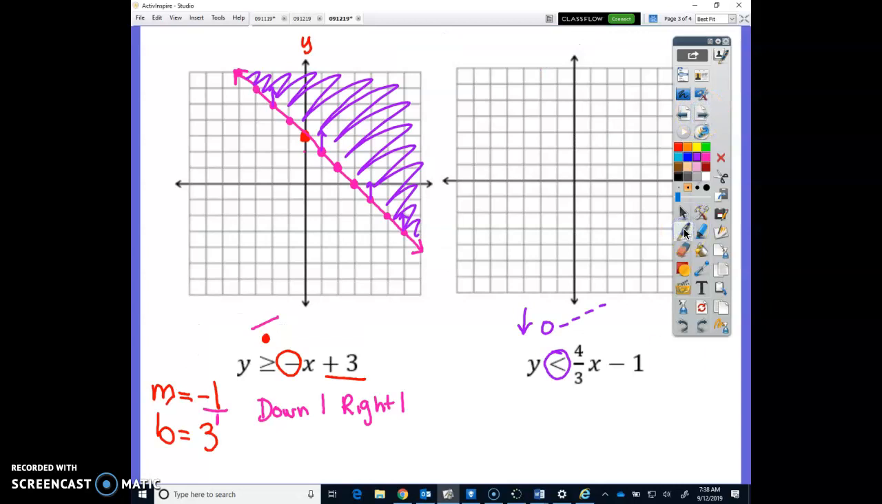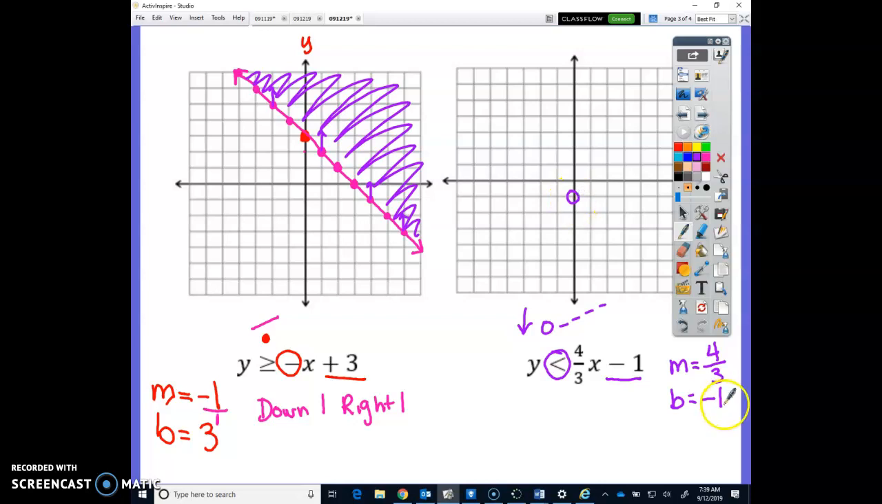Then we're also going to write down our M and our B. What is my M, my slope for this one? 4 over 3. What's my B? Negative 1. So we're going to start at negative 1. I'm going to put an open circle at negative 1. Remember, that's my y-intercept. So it's going to be right here.